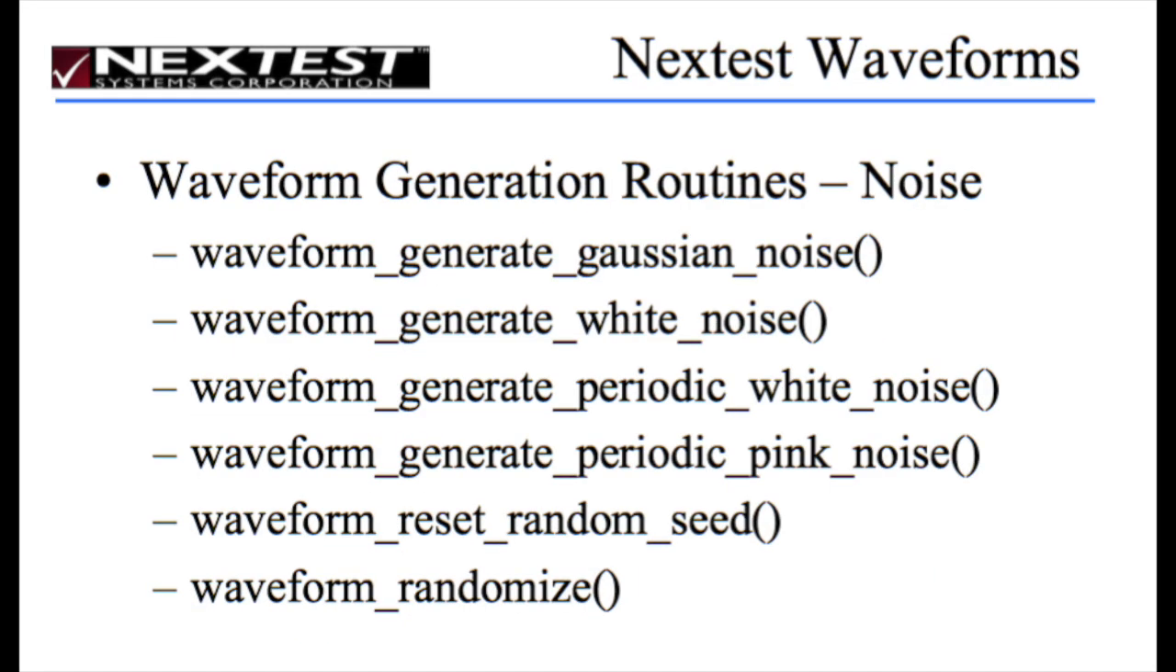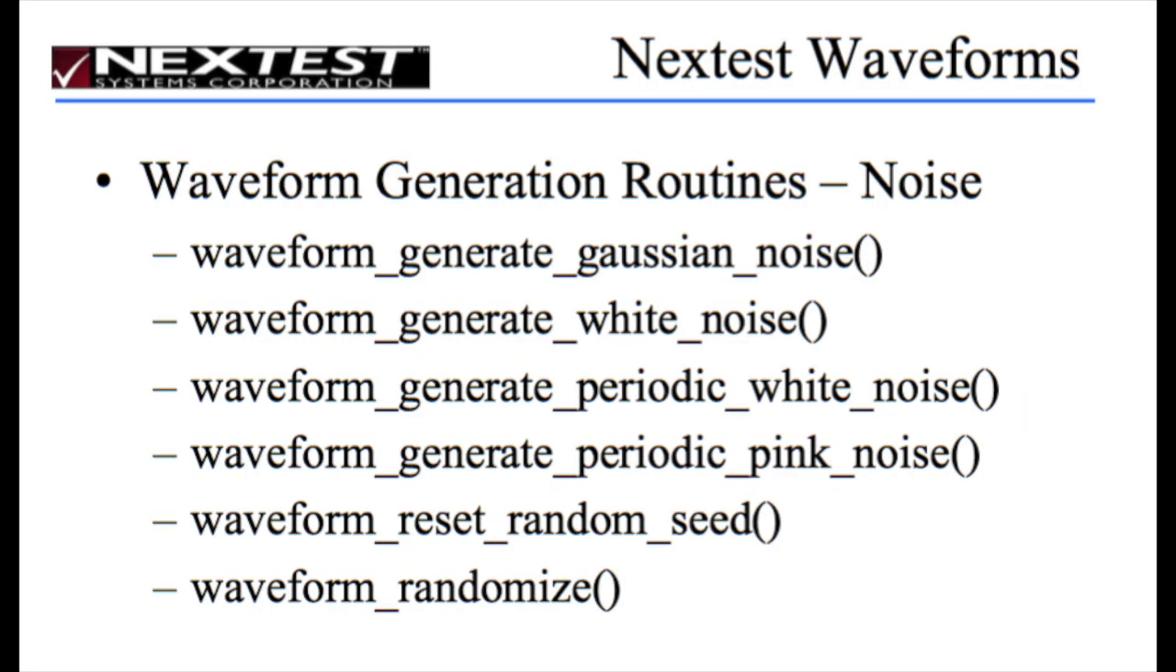Waveform generation routines, noise. You can generate Gaussian noise, you can generate white noise, you can generate periodic white noise, you can generate periodic pink noise. You can reset the random seed, so if you want to generate noise, you can reset the seed in the random number generator.